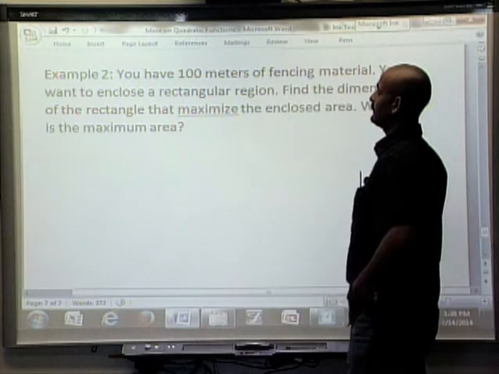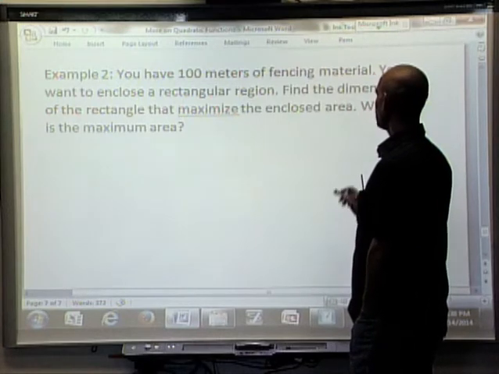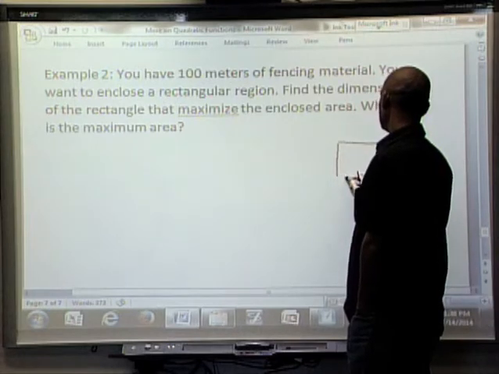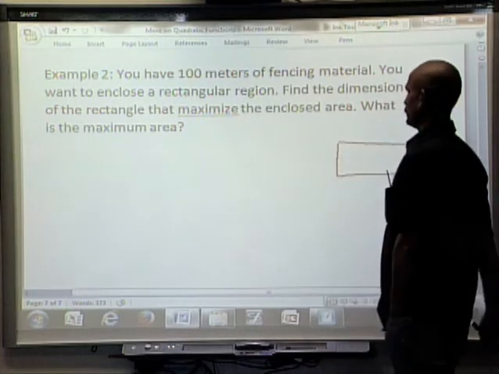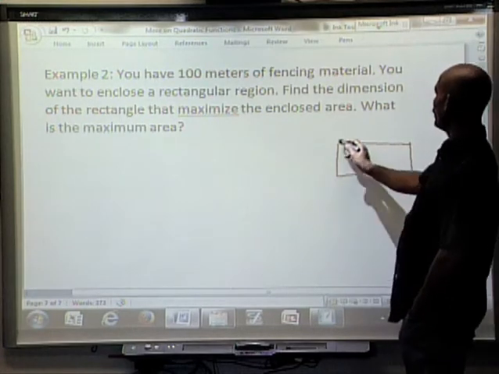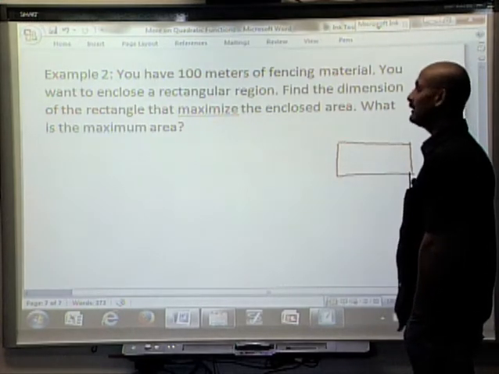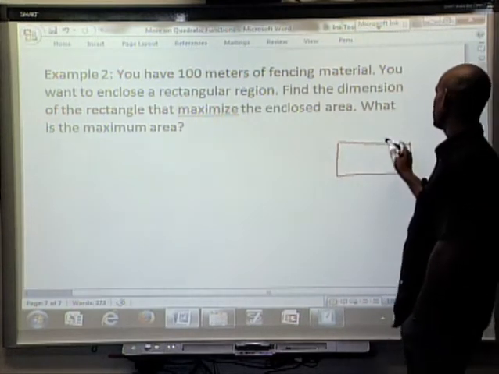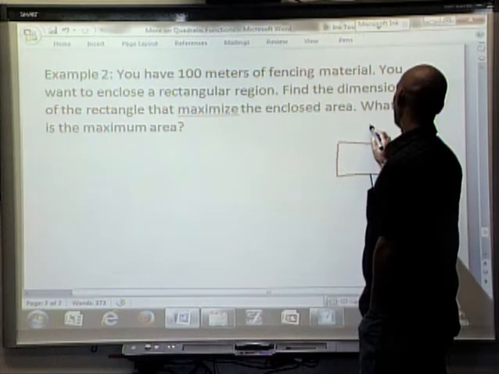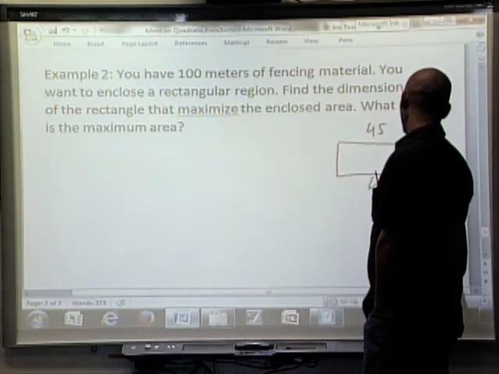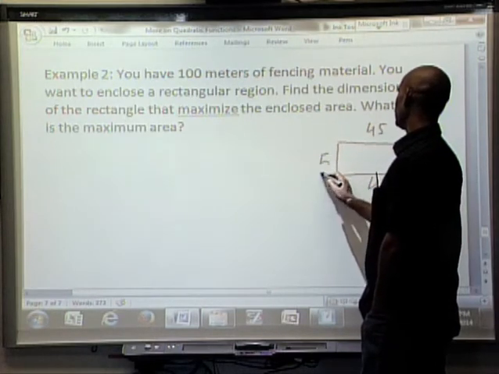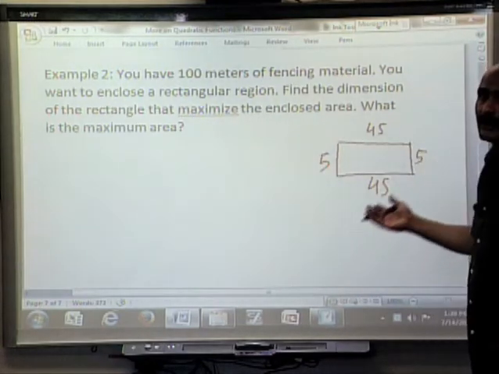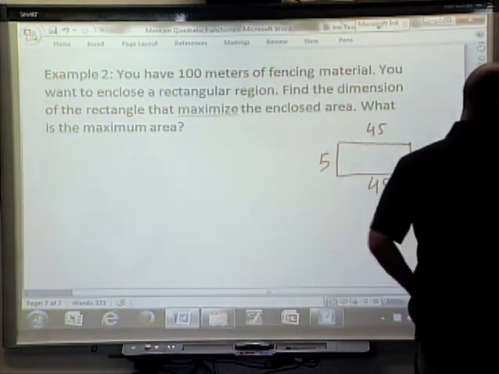Okay, you have 100 meters of fencing material, you want to enclose a rectangular garden. So, this is the rectangular garden we want to enclose. The total length of the fence is 100 meters. One way you can enclose the rectangular garden is to take, for example, 45, 45 and 5, 5, which makes 100. So, take this 5 and this 5. One way the fencing material can be used is this.